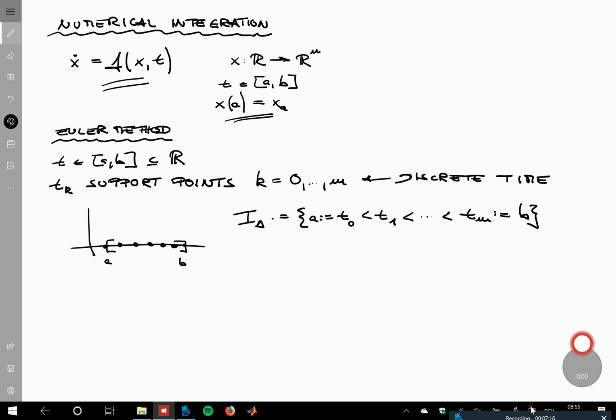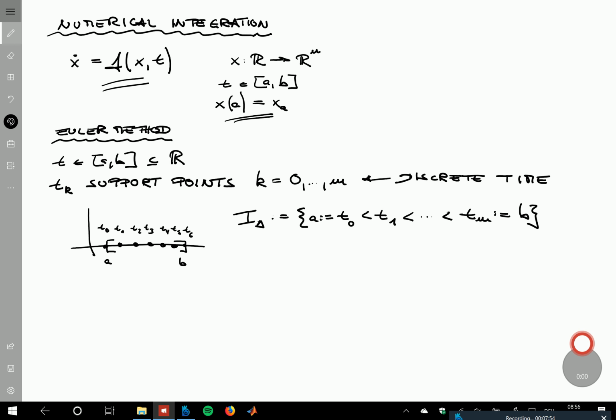So here a is then t0, then you have t1, t2, t3, t4, t5, and t6 in this case is b. So the continuous interval, or what we also discussed previously, that we just have the entire real line, this is now made more concrete and specified and exemplified for a fixed set of discrete support time points.